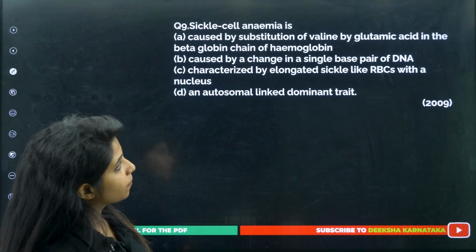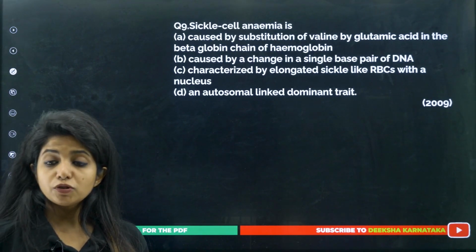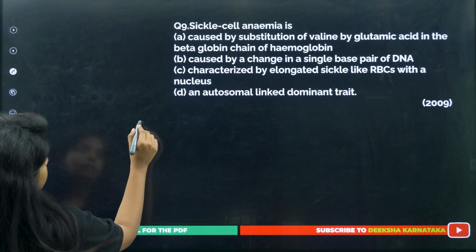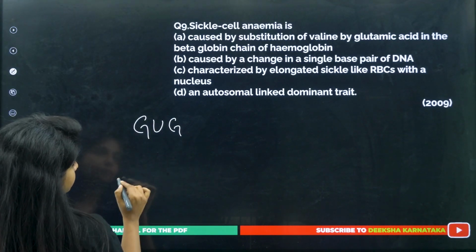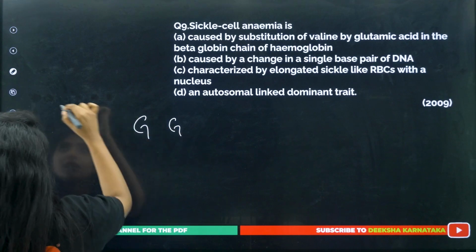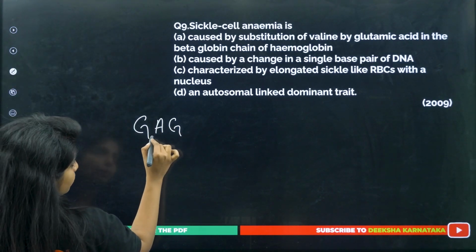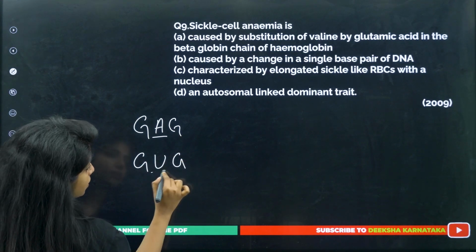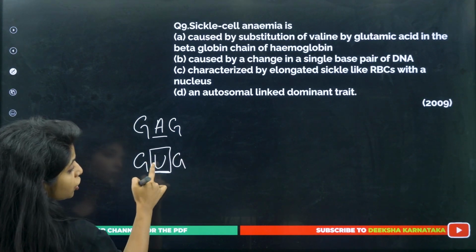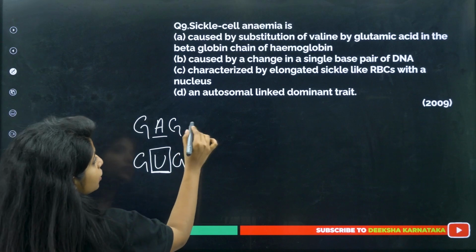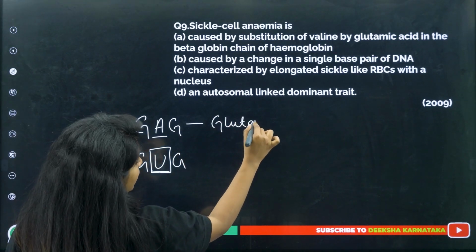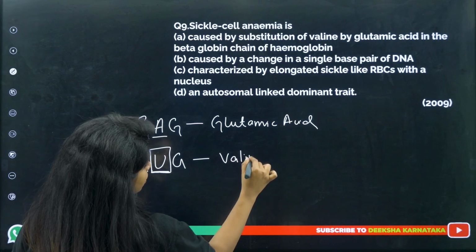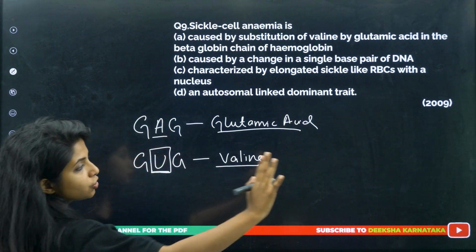Sickle cell anemia is caused by what, children? Caused by substitution of valine by glutamic acid? Yes, I studied this. Initially it was GAG, later on it gets converted to GUG. There is a change or mutation in one base pair, which is why initially it was coding for glutamic acid, but now it is coding for valine, children. That's another amino acid.